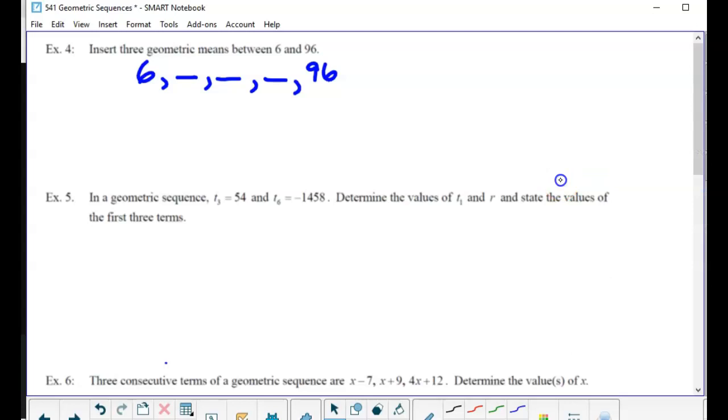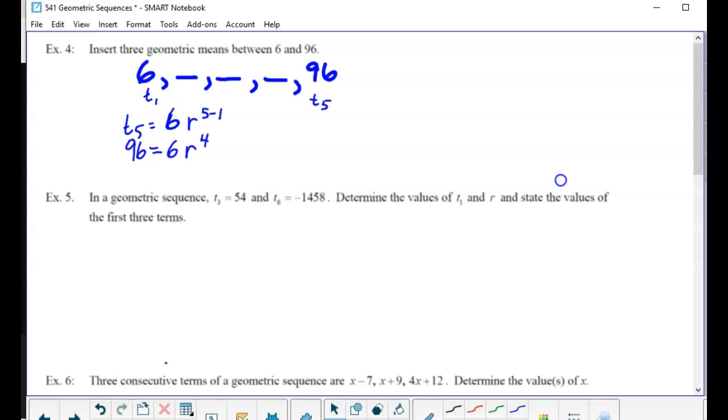Okay, so you can consider this to be your first term. So remember how there's sort of two ways, using the formula and then just using patterning. So this is T1, and this would be 2, 3, 4, 5. So then your T5 is T1, so 6 times the common ratio to the 5 minus 1. We know T5 is equal to 96. So that's the equation that we're solving.